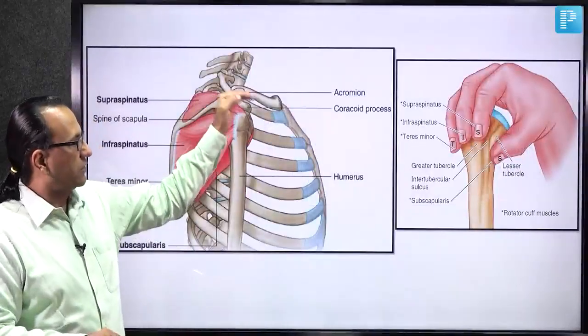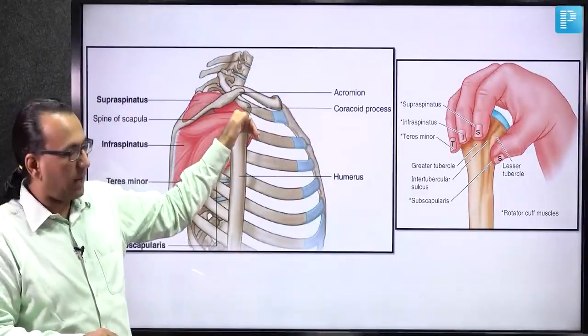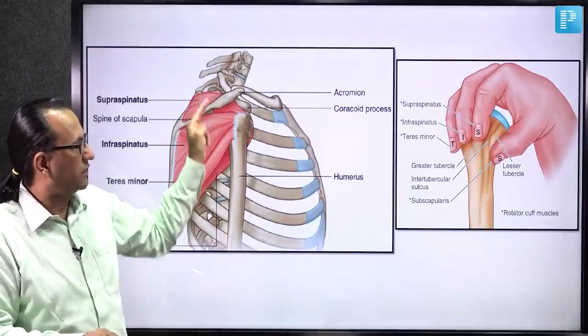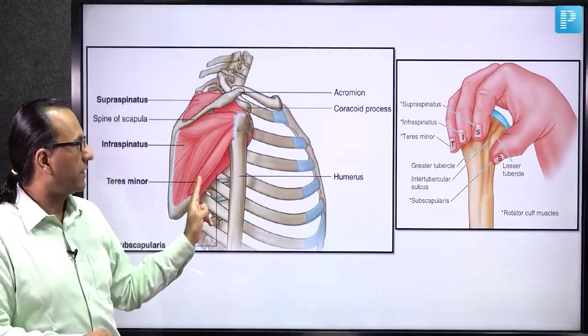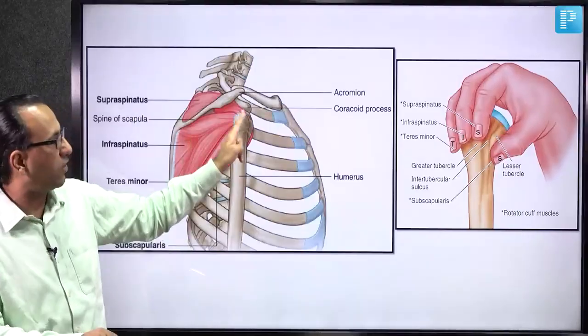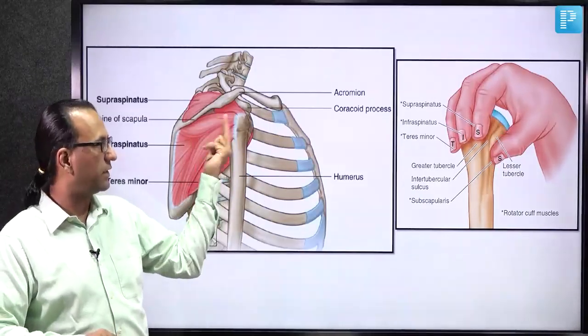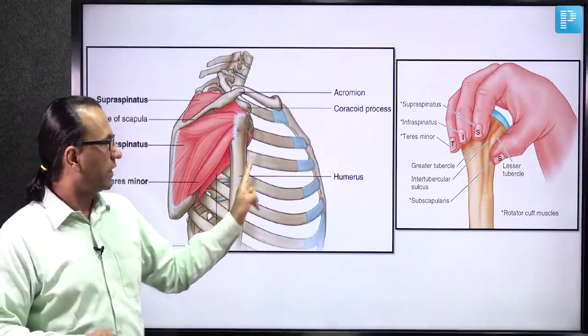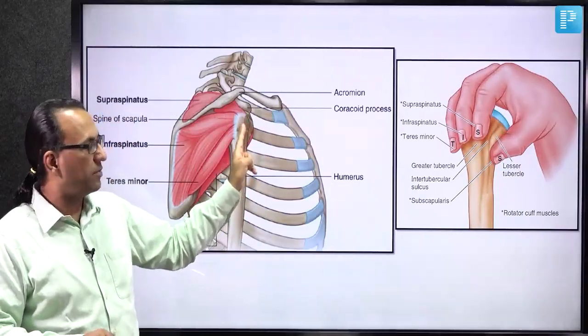Rotator cuff is a musculotendinous support to the shoulder joint capsule and is contributed by four muscles. There is supraspinatus, infraspinatus, and teres minor, origin from the scapula, inserting on the greater tubercle of the bone humerus. And there is one more muscle, which is coming from the anterior aspect of the scapula. Under scapula, there is the subscapularis muscle inserted on the lesser tubercle of the bone humerus.